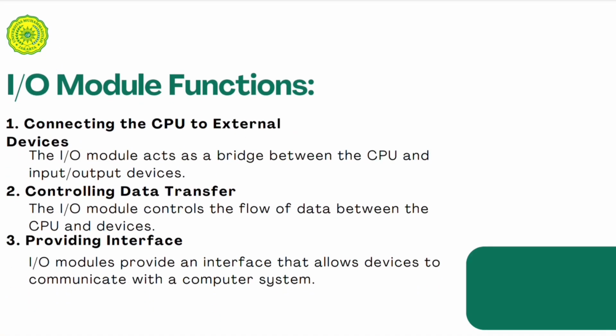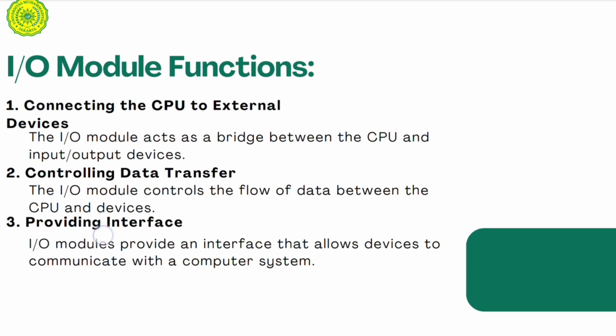Next, I/O module function. 1. Connecting the CPU to external device. The I/O module acts as a bridge between the CPU and input-output device. 2. Controlling data transfer. The I/O module controls the flow of data between CPU and device. 3. Providing interface. I/O module provides an interface that allows device to communicate with a computer system.